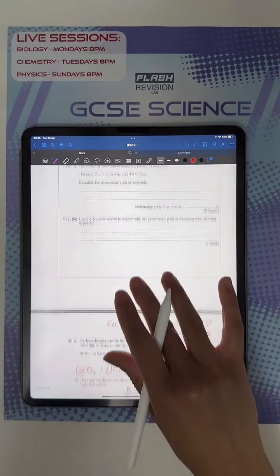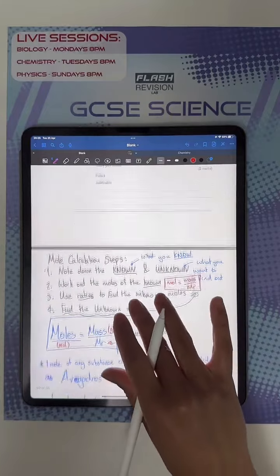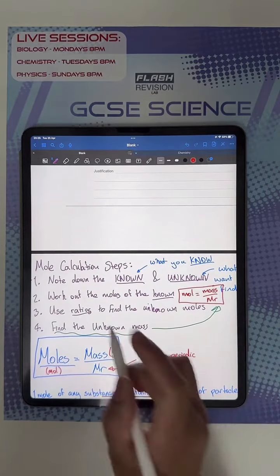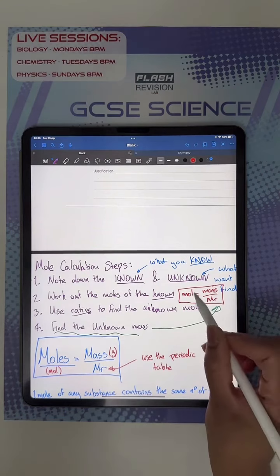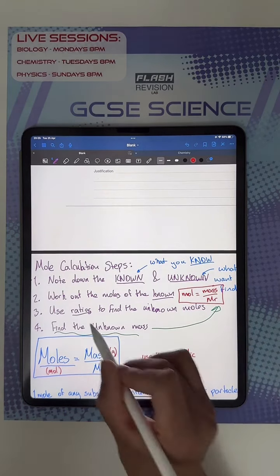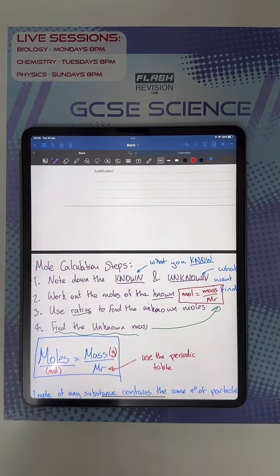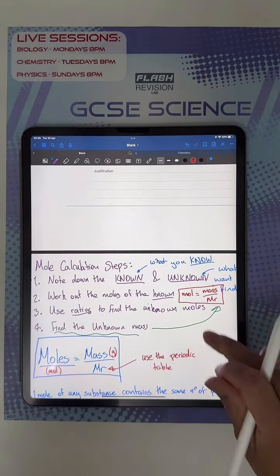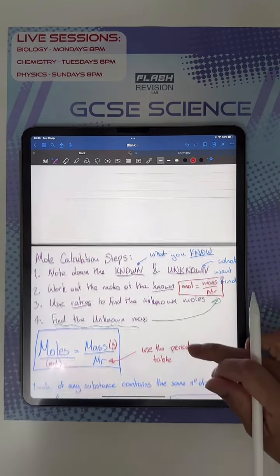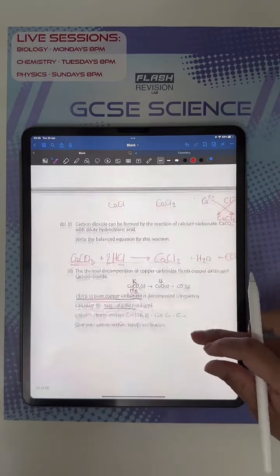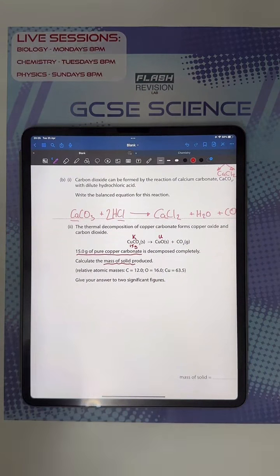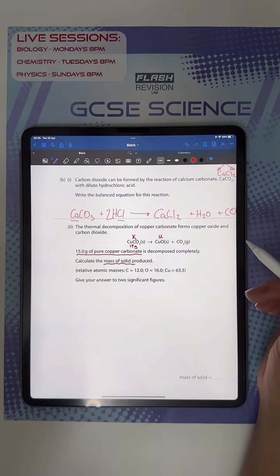Let's go back to our steps because someone asked to see them again. Steps. We've done our first step. Note down the known and the unknown. Next, we're going to use moles equals mass over MR. Then we're going to use the ratio. Then we're going to find out the unknown mass using the same equation again. So we're on this one. 15 grams of pure copper carbonate.